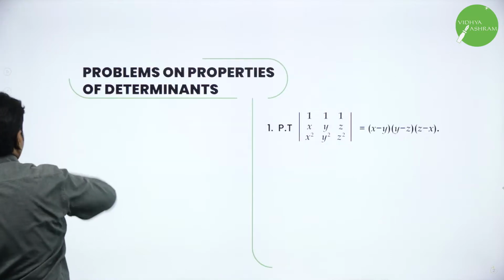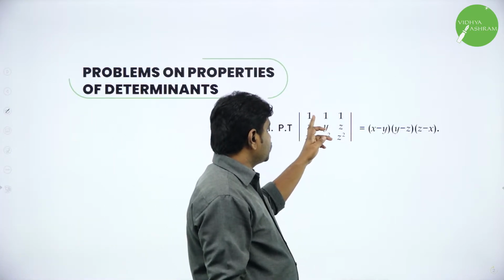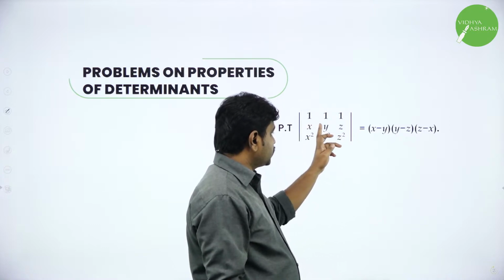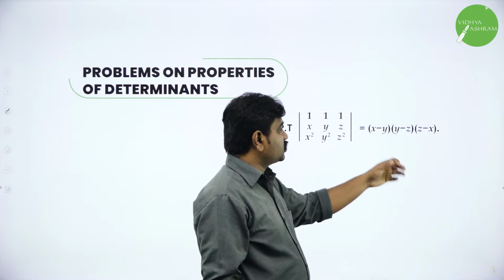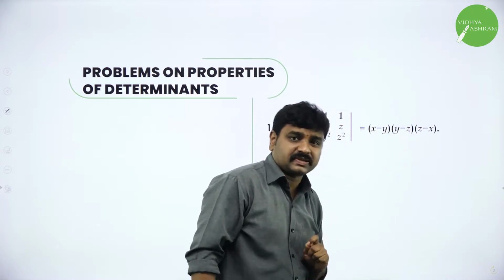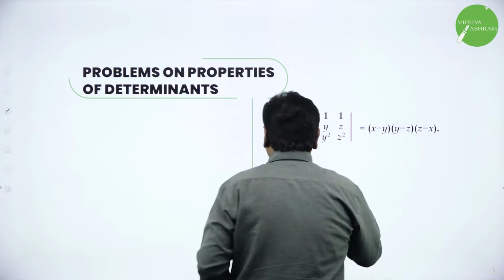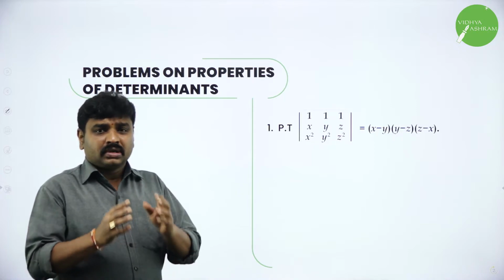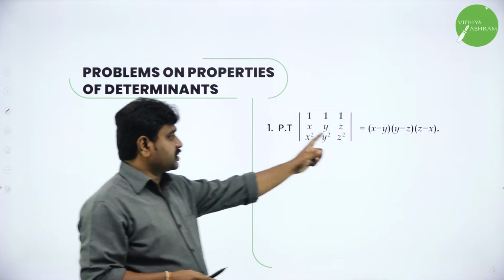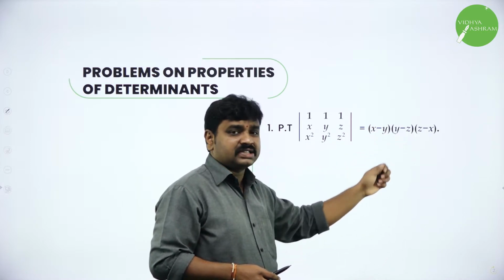Now, the first problem. When you observe, they told first row 1 1 1, second row x y z, third row x square y square z square. They want you to prove x minus y, y minus z, z minus x. How to prove this? In order to prove this, we have to first reduce according to RHS. In RHS, we have x minus y, y minus z, z minus x.